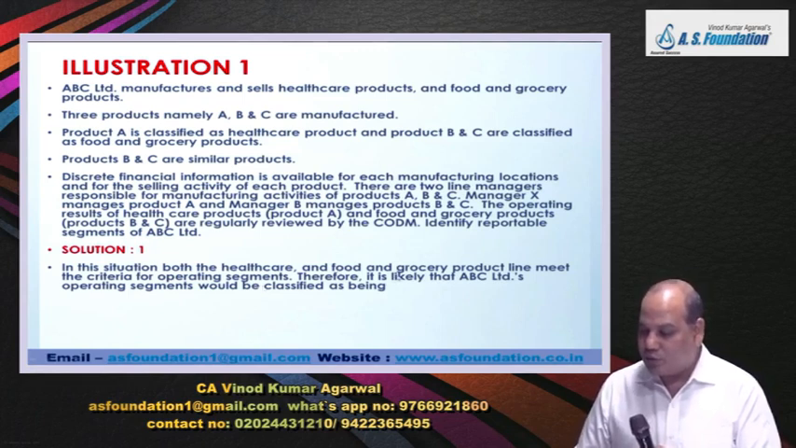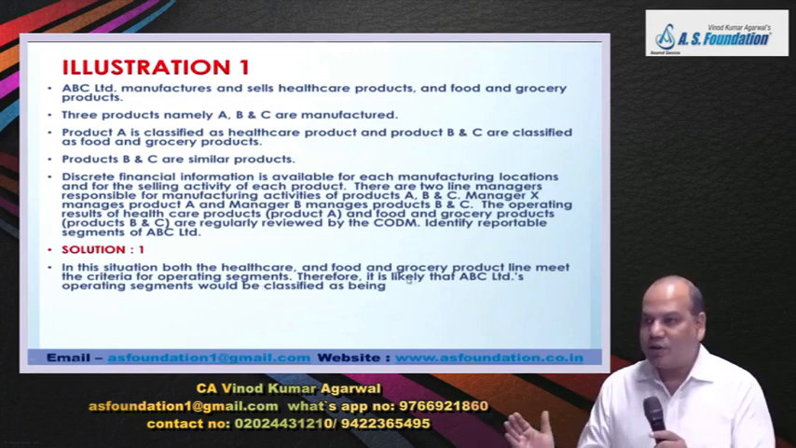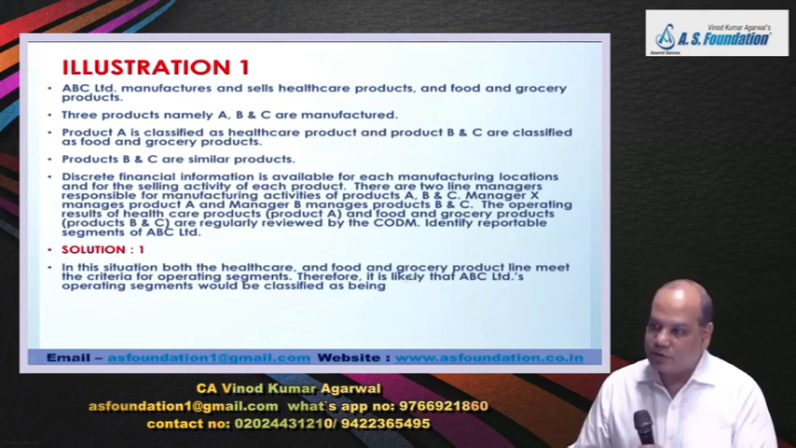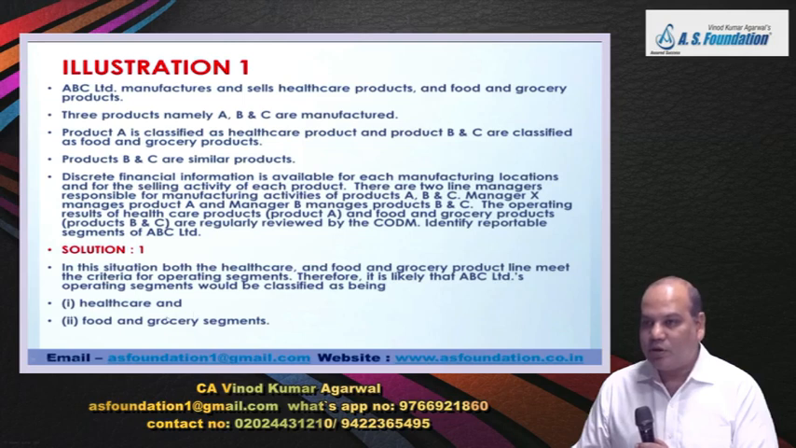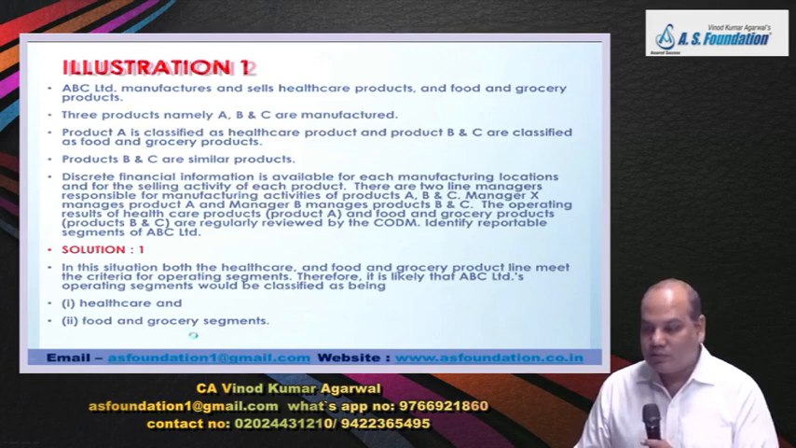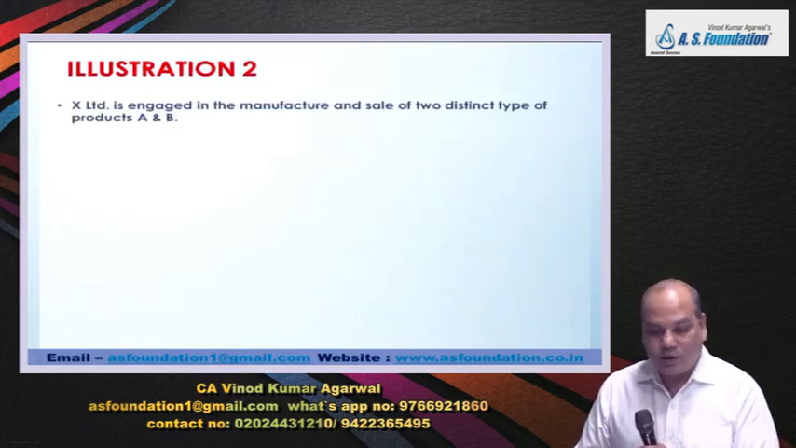But then you can aggregate some segments on the basis of similar features. Therefore, it is likely that ABC Limited's operating segment would be classified as being healthcare product, 1 segment, food and grocery segment as 2nd segment. You can do the clubbing. Otherwise, companies will get mad.